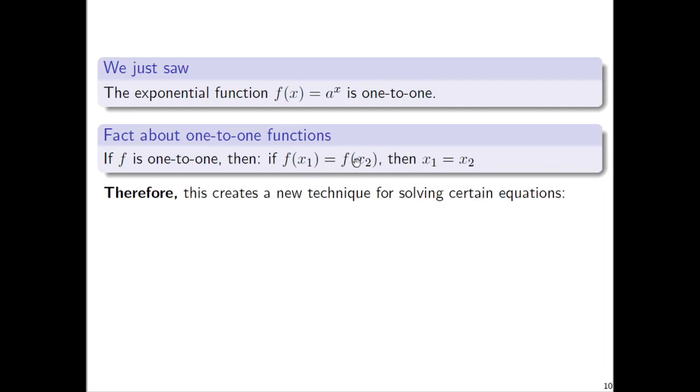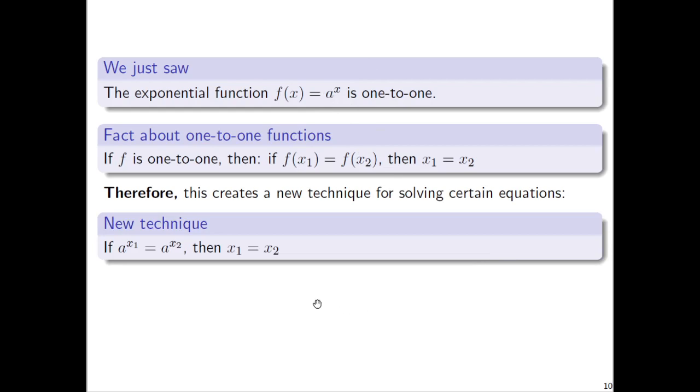Putting this all together, the fact that a to the x is a one-to-one function creates a new technique for solving a certain kind of equation. The new technique looks like this. If you see a to the x1 equals a to the x2, then you get to set x1 and x2 equal.